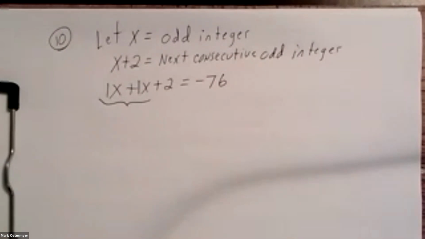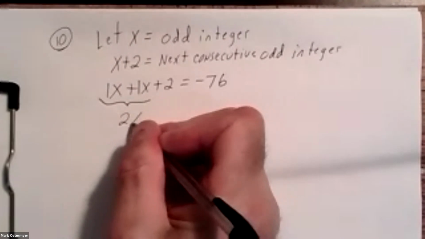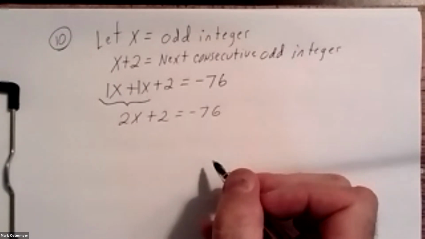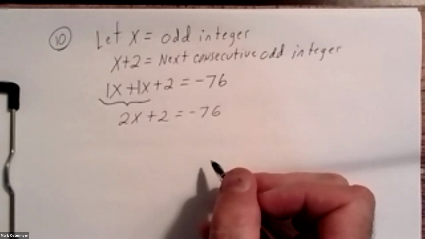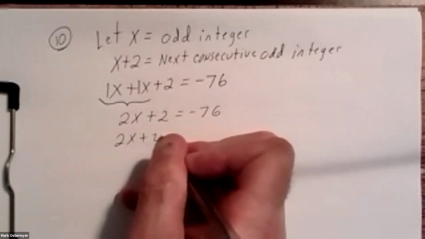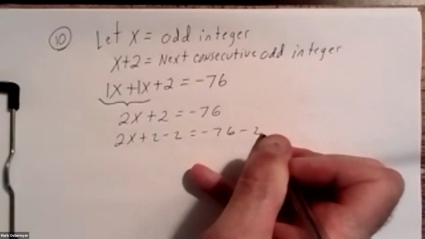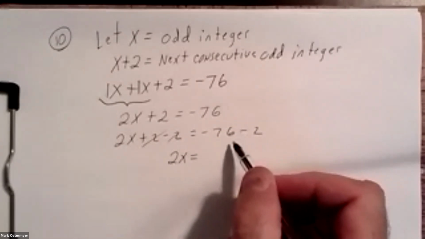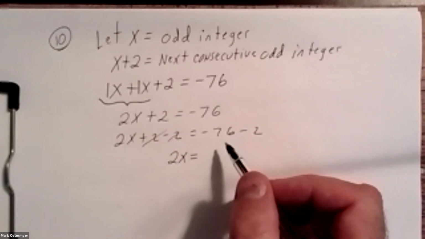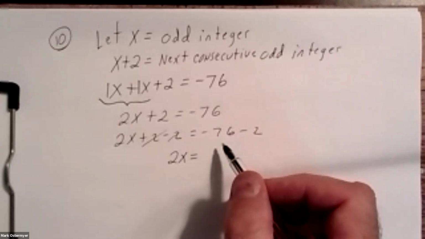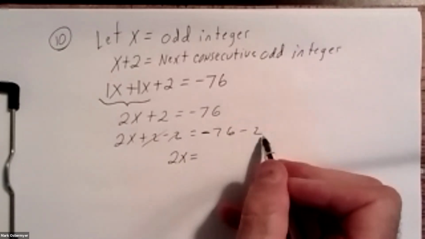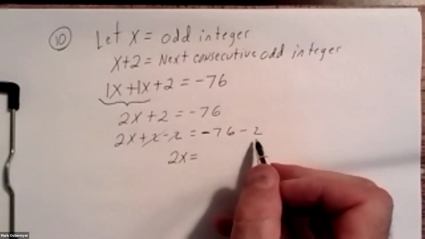Simplify the left side by combining like terms. What's 1x plus 1x? 2x. Now we do what next to solve for x? Subtract 2. The twos cancel out on the left side, leaving you with 2x. And negative 76 subtract 2. What is negative 76 subtract 2? What are these combined to give us?